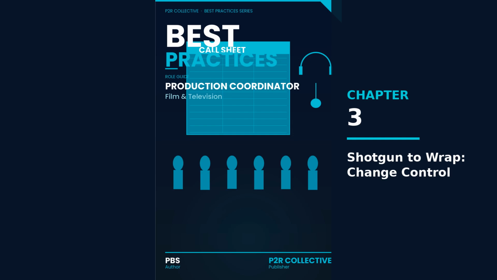Shotgun to wrap, change control. Every schedule problem starts as a paperwork problem. If you've ever watched a day's call sheet quietly drift, then suddenly you're chasing approvals at wrap instead of planning for tomorrow, you already know why change control matters.